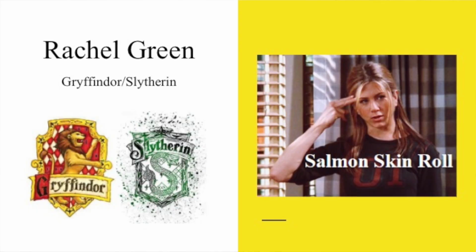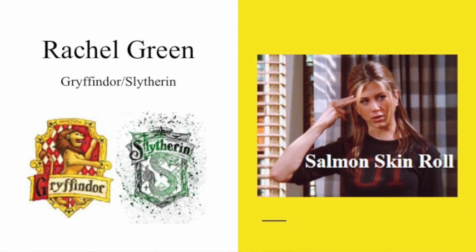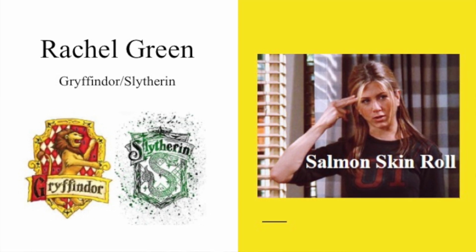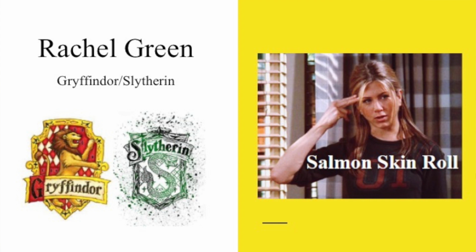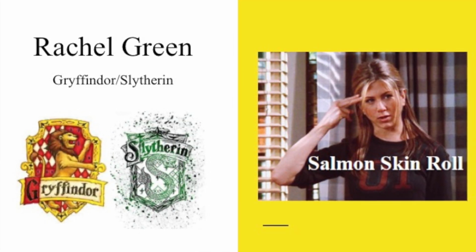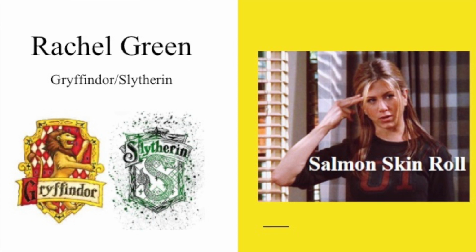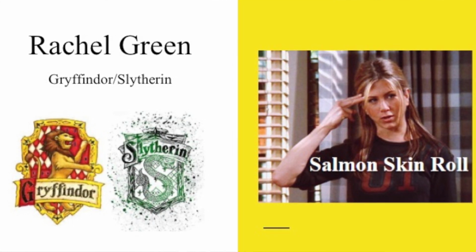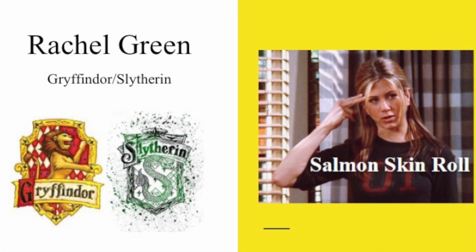So the final person that we're going to be talking about here and sorting into their house is Rachel Green, and I sorted her into Slytherin, Gryffindor, and the traits that I believe she has are bravery, courage, a strong moral compass, so she has a strong sense of right and wrong, and she is ambitious and driven as well as determined.